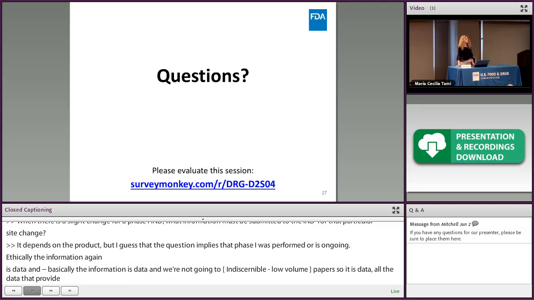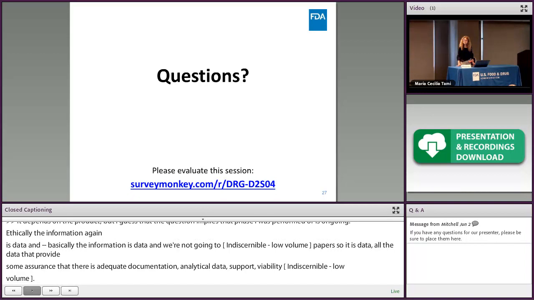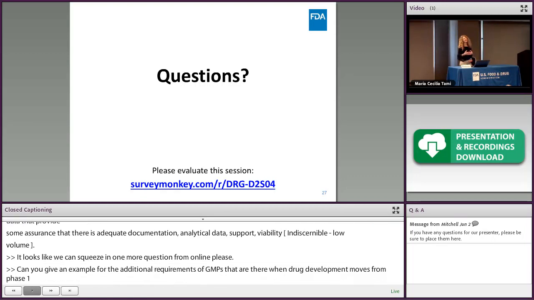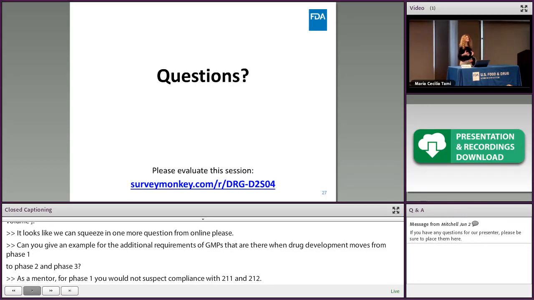Okay, and it looks like we can squeeze in one more question from online, please. Can you give an example for the additional requirements of CGMPs that are there when drug development moves from phase 1 to phase 2 and 3? Well, as I mentioned, for a phase 1, you would not expect compliance with the 211 and 212. When you move into a phase 2, then the GMPs should really increase the stringency, and the expectation is that they are compliant with 210 and 211. That is not expected for phase 1.